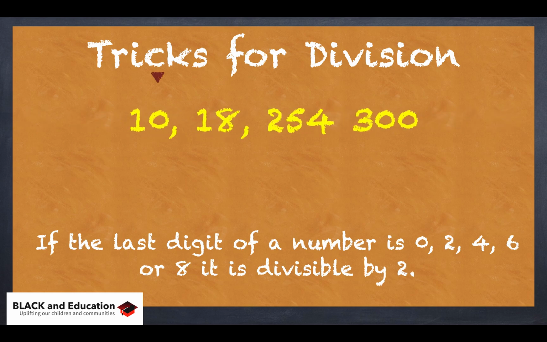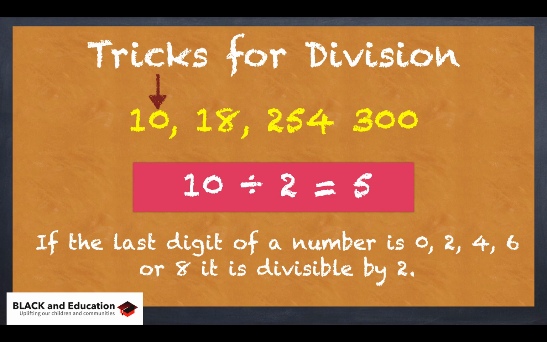So let's say I have the number 10, which obviously ends in 0, and I want to divide that by 2. What that's going to tell me, since it's essentially an even number, is that 10 divided by 2 is going to equal 5. There's going to be no remainders. I know I can divide 2 into 10 evenly, so 10 will be divided by 2 evenly.